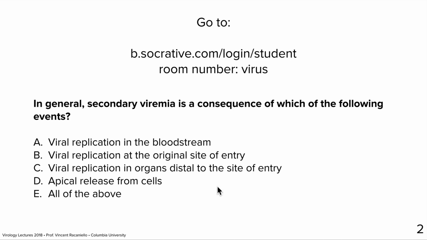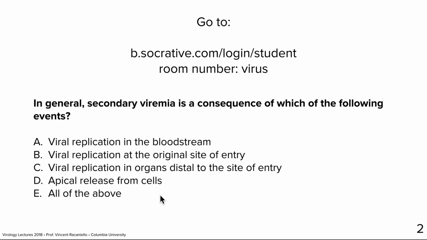Our next question is, in general, secondary viremia is a consequence of which of the following events? A, viral replication in the bloodstream. B, viral replication at the original site of entry. C, replication in organs distal to the site of entry. D, apical release from cells. E, all of the above.